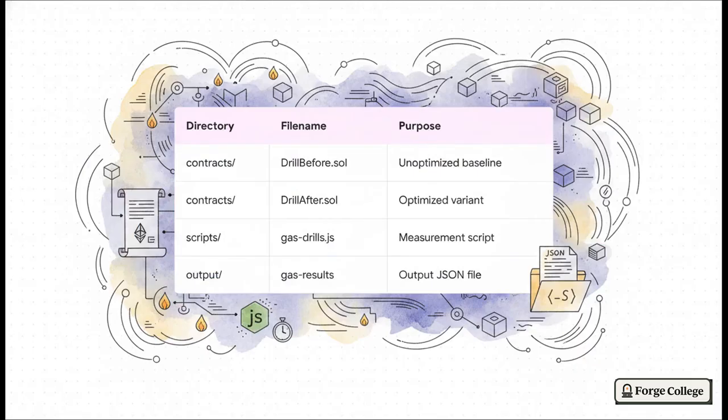Now, to build this isolated test environment properly, we need a really precise file structure. So our contracts directory is going to hold drillbefore.sol, which is our unoptimized baseline, and drillafter.sol, our optimized variant. Then our scripts folder will contain our Node.js measurement script, gas_drills.js. And finally, our output folder will house the gas results JSON file. Keep it neat, keep it structured, right?